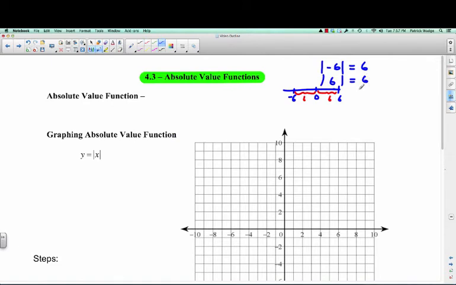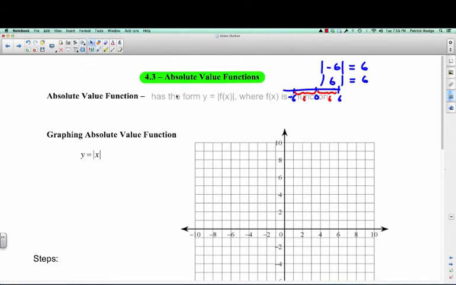So the way you probably remember this is, if you have a negative number in the absolute value sign, it becomes positive. If you have a positive number in the absolute value sign, it stays positive. Okay? Now what we're going to learn about is how to graph absolute value functions. We're going to learn how to solve absolute value equations. So it's all about absolute value functions.